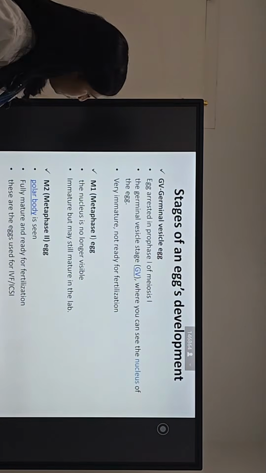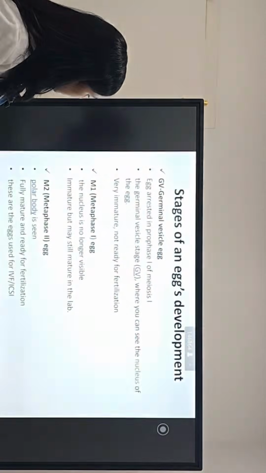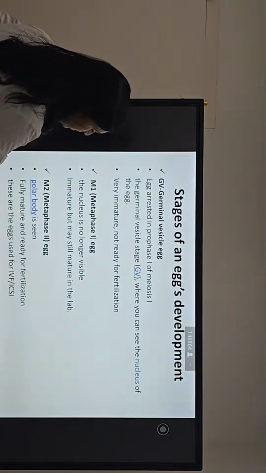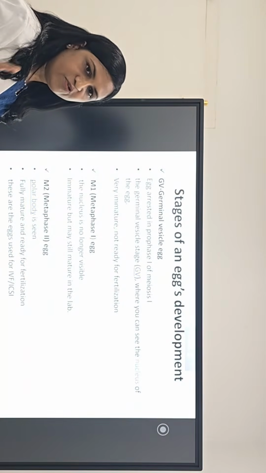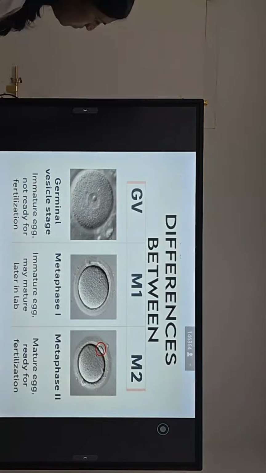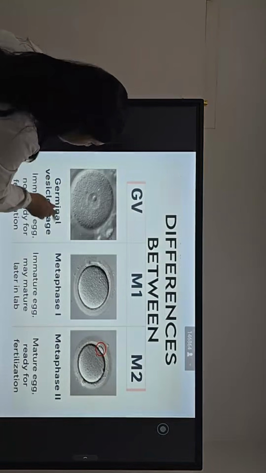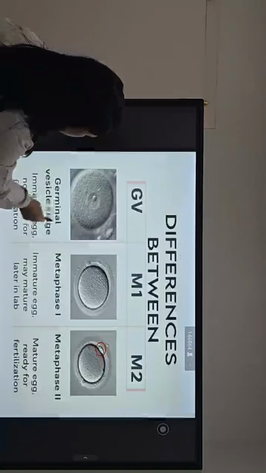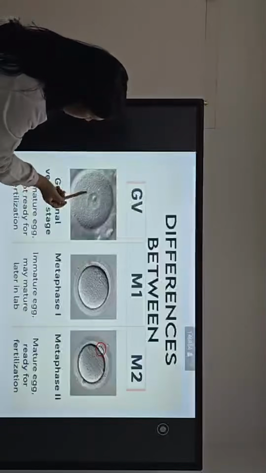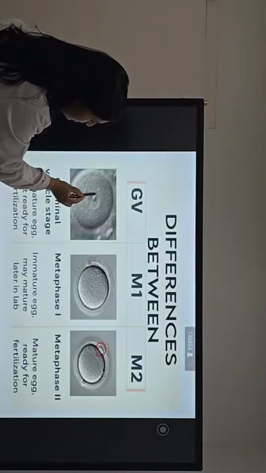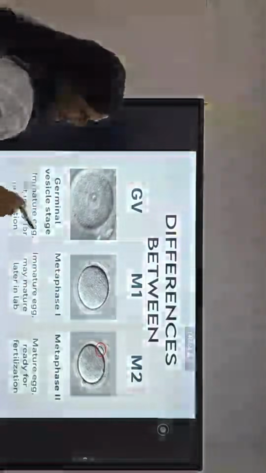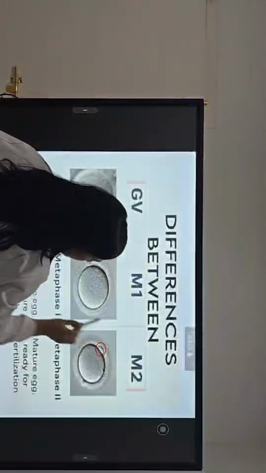The next is the M2 egg, which is the best egg for IVF. It has a polar body, it is fully mature and ready for fertilization. These are the eggs which we use for IVF and ICSI. This figure is describing the same thing which I told: the germinal vesicle stage, the metaphase 1 stage and the metaphase 2 stage. In the germinal vesicle stage, we can see a nucleus. In the metaphase 1 stage, the polar body is not seen, neither is the nucleus. In the metaphase 2 stage, a polar body is seen.